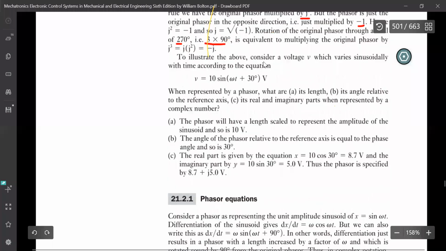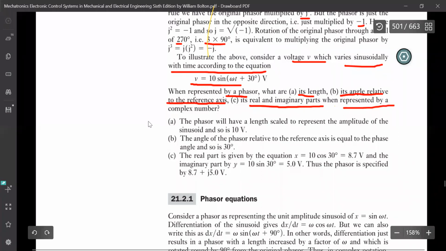Now, to illustrate the above, consider a voltage V which varies sinusoidally with time according to this equation: 10 sine omega t plus 30 degree. When represented by a phasor, what are its length, its angle relative to the reference axis, and its real and imaginary parts when represented by a complex number? This is an example that you can remember. The phasor will have a length scaled to represent the amplitude of the sinusoid. So this is going to be what?